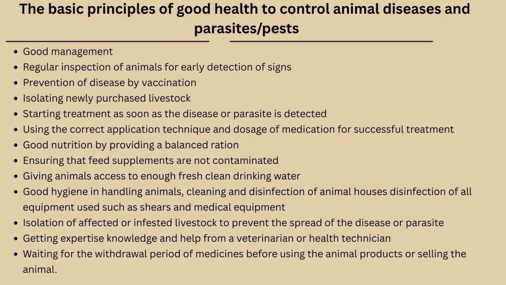The basic principles of good health to control animal diseases and parasites/pests. Good management: regular inspection of animals for early detection of signs. Prevention of disease by vaccination. Isolating newly purchased livestock. Starting treatment as soon as the disease or parasite is detected. Using the correct application technique and dosage of medication for successful treatment.